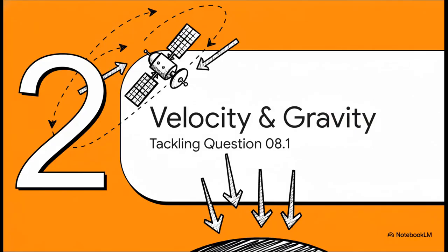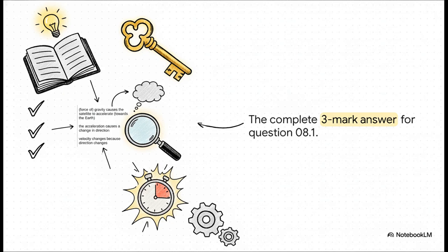Okay, let's jump into the question itself, starting with part 8.1. This is a 3-marker, and it's all about those core ideas: velocity, gravity, and acceleration for a satellite. Let's see what it takes. So what does that perfect 3-mark answer actually look like, according to the people who do the marking? Well, this is it. It's short, it's sharp, and believe me, every single one of those words is there for a reason. Let's break down why.